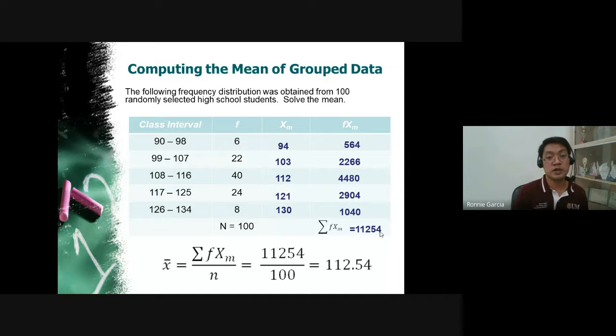That is computation for the ungrouped. Pero since naka-table naman siya, wala ka kabalo kung pila ka buok, kung unsa nga estudyante, unsa nga score diri. Group data ang gigamit nato, ang formula. Do you have questions?